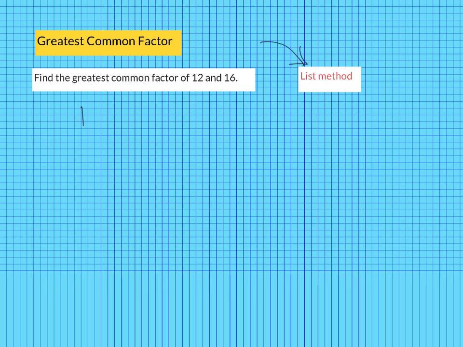So first I like to write the numbers next to each other. Oops. Let's erase that. That should be 16. Okay, so now we want to list all of the factor pairs that make up these values. So let's think. Something times something has to equal 12. So I know 1 times 12, I know 2 times 6, and I know 3 times 4.